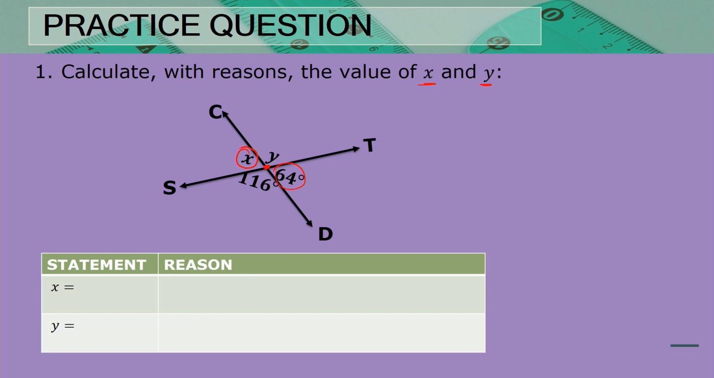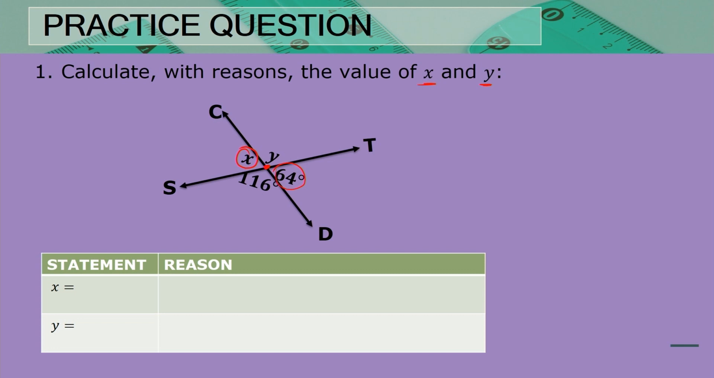Now, when I look at my angle x and my 64 degrees, I can see that they are on opposite sides of that common vertex. And of course, we can see that two lines are intersecting to form those two angles. Now, what does that mean for us? It means that angle x and angle 64 are vertically opposite angles. And what do we know about vertically opposite angles? Yes, you are correct. Vertically opposite angles are equal.